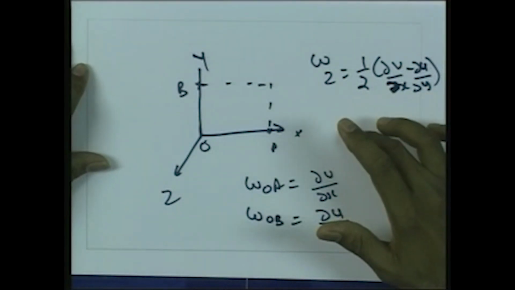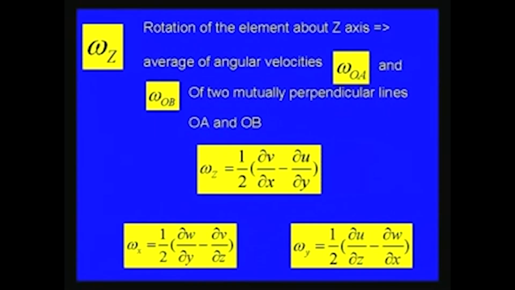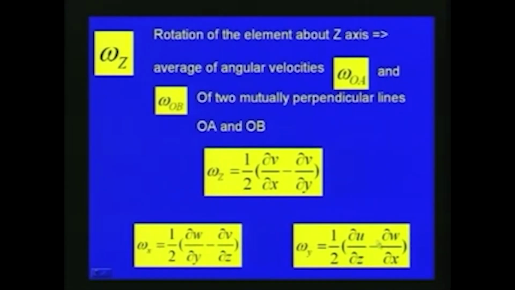Now the rotation we have defined in the direction of z, since with respect to OA and OB in this figure we have found the rotation omega OA and omega OB, and similarly like this we can derive the rotation of the elements in the x axis, that means omega x can be defined as half del w by del y minus del v by del z, and then similarly the rotation of the element about y axis will be half del u by del z minus del w by del x.